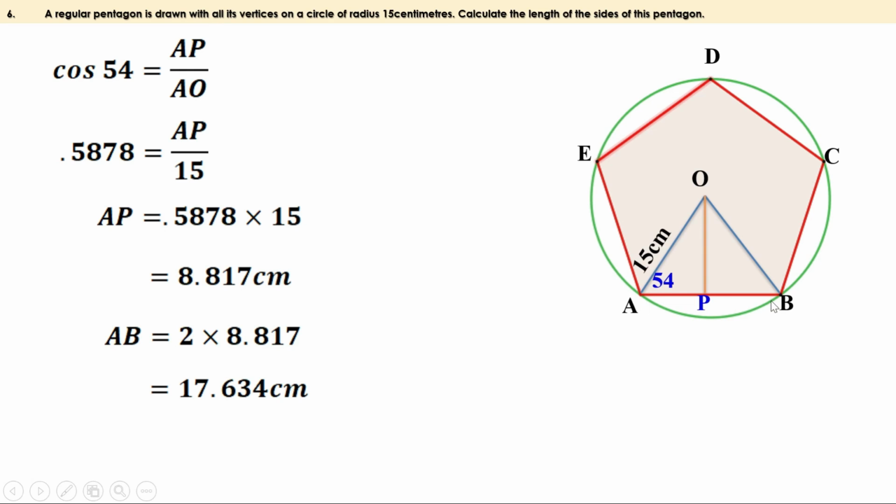That is, length of AB is 17.634 centimeters and it is a regular pentagon. Therefore, all the sides are equal. Therefore, length of the sides equal to 17.634 centimeters.